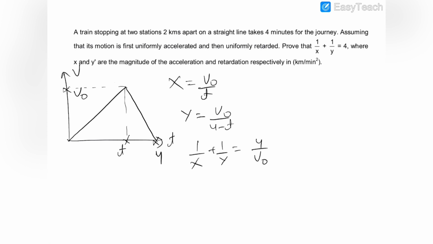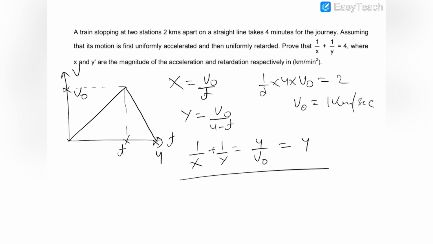Now you can see that the total distance is 2 kilometers. So the area of this graph is half into 4 into v naught, and it is equal to 2. So v naught is 1 kilometer per second. So this would be 4. So now let us move on to the next question.